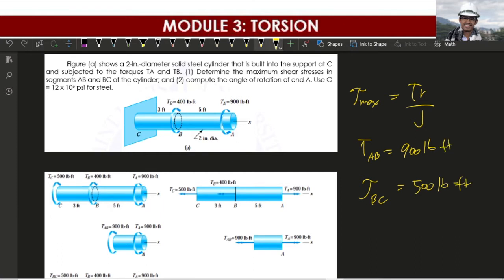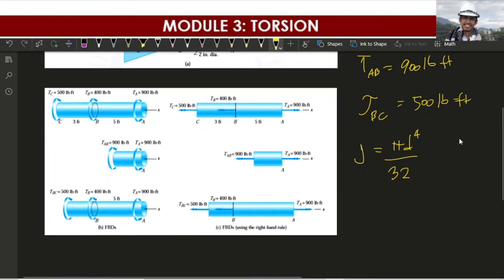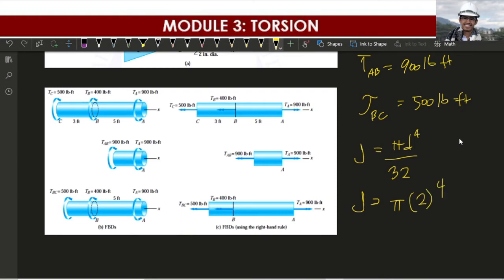And for the polar moment of inertia, J, our cylinder is solid. So our formula for J is J equal to pi d raised to 4 over 32. Given our diameter of 2 inches, our polar moment of inertia J is equal to pi times the diameter, 2 inches, raised to 4, over 32. Therefore, our polar moment of inertia is equal to 1.5708 inch raised to 4. Okay.